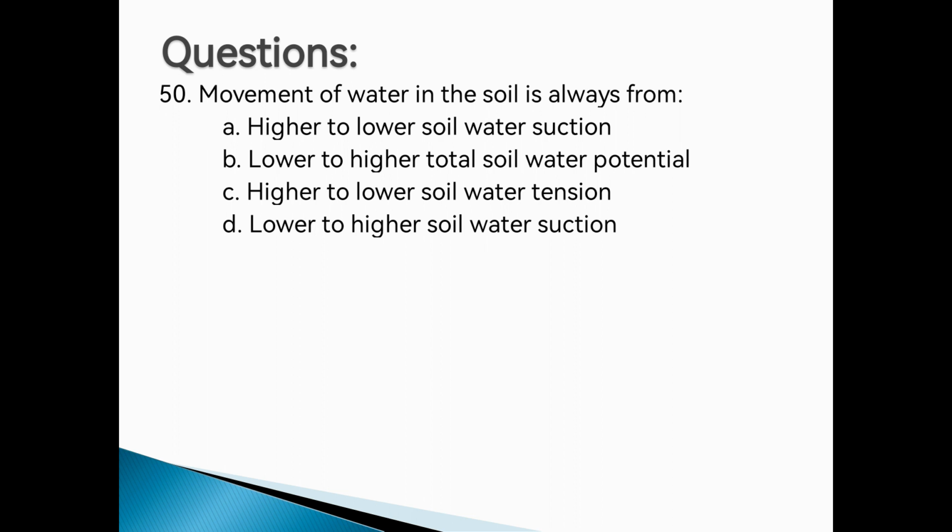Number 50. Movement of water in the soil is always from A. Higher to lower soil water suction, B. Lower to higher total soil water potential, C. Higher to lower soil water tension, D. Lower to higher soil water suction. The correct answer is D. Lower to higher soil water suction.